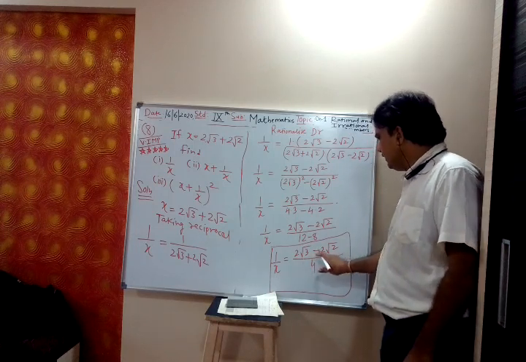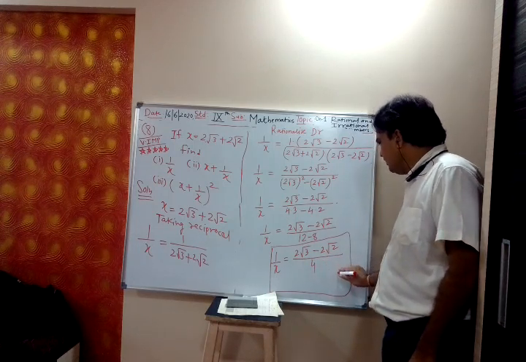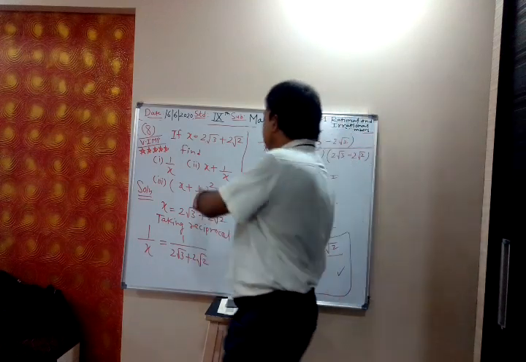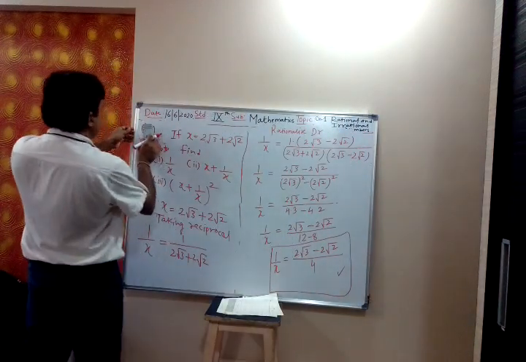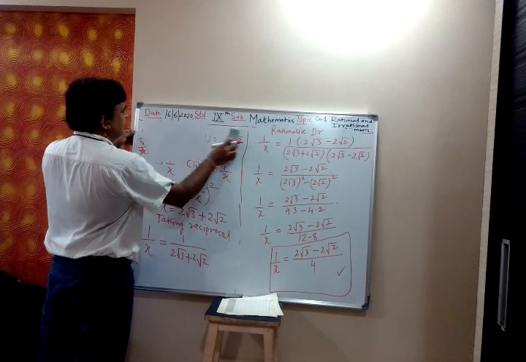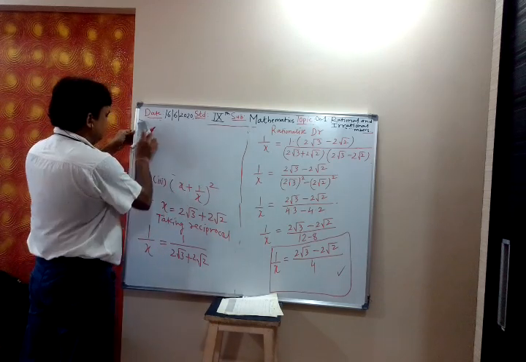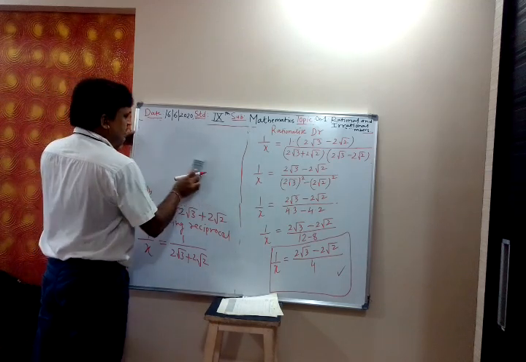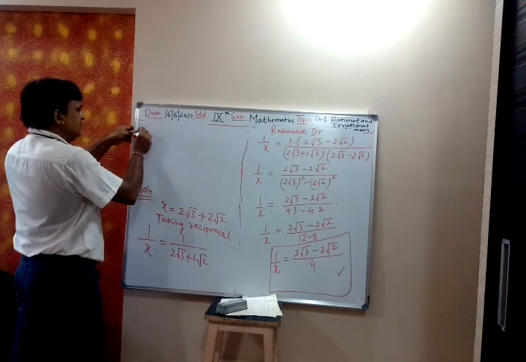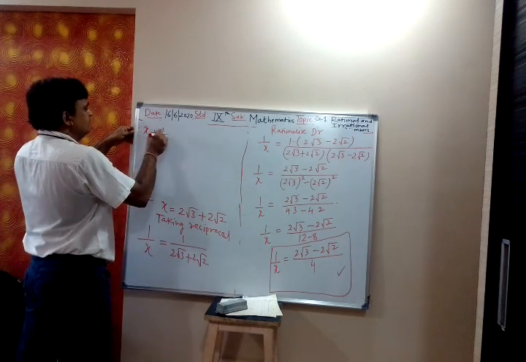2 root 3 minus 2 root 2 upon 4. This is the value of 1 upon x. Now we find x plus 1 upon x. We find the value of x plus 1 upon x.